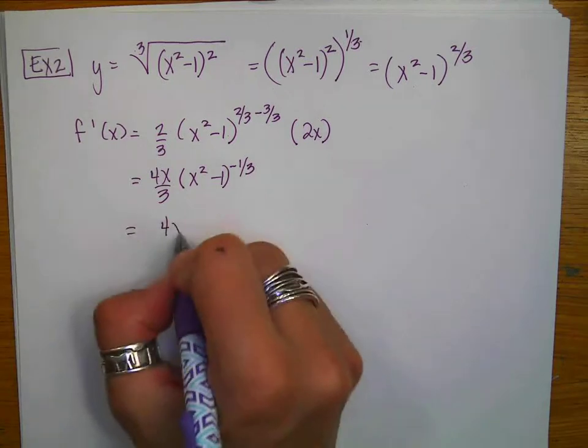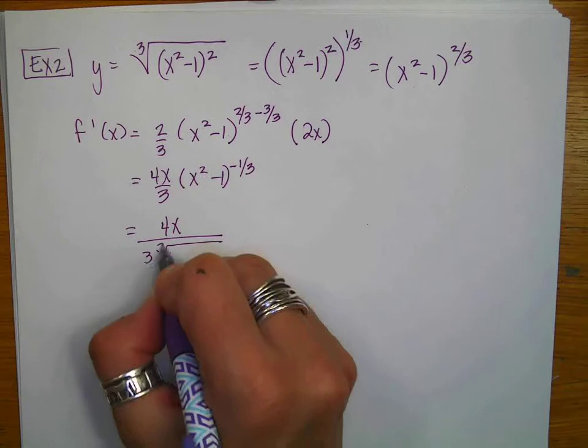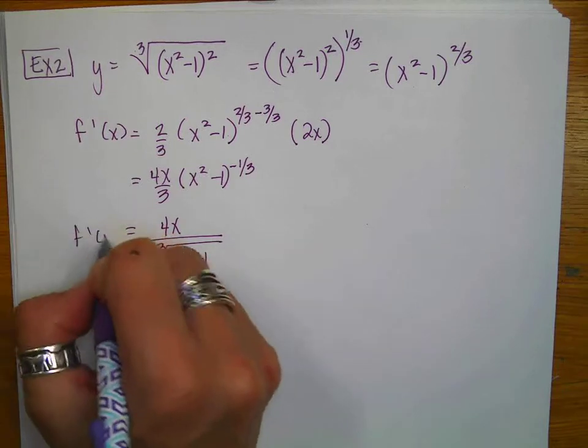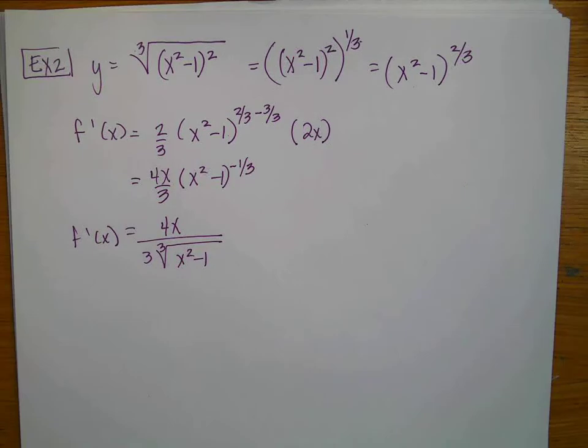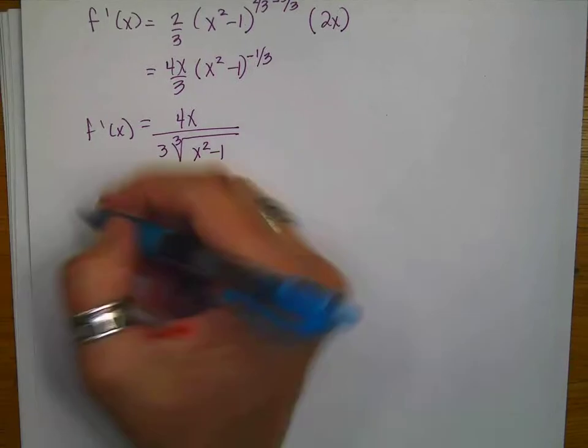And then I want to clean that up some more. So we have 4x in the numerator, and I'm going to have a 3, and then I'm going to have the third root of x squared minus 1, and there is my derivative. So what you have to be careful with the chain rule is making sure that you don't forget to take the derivative of the inside.